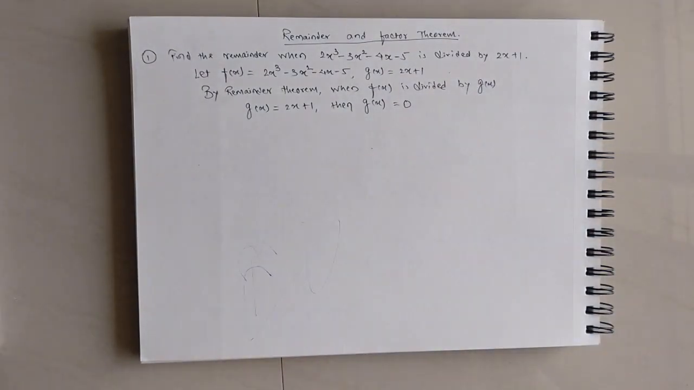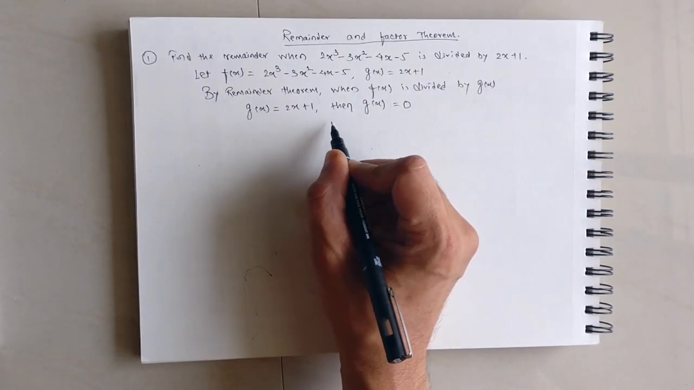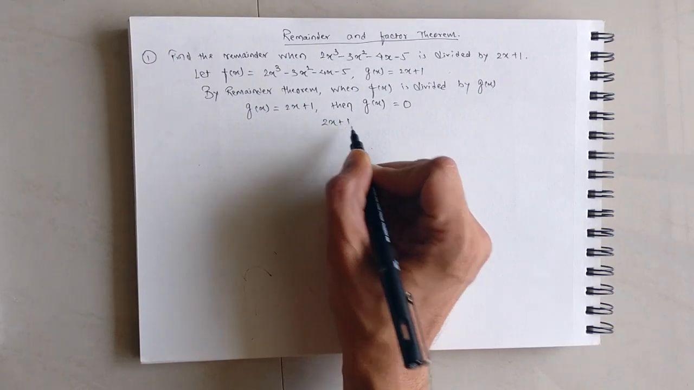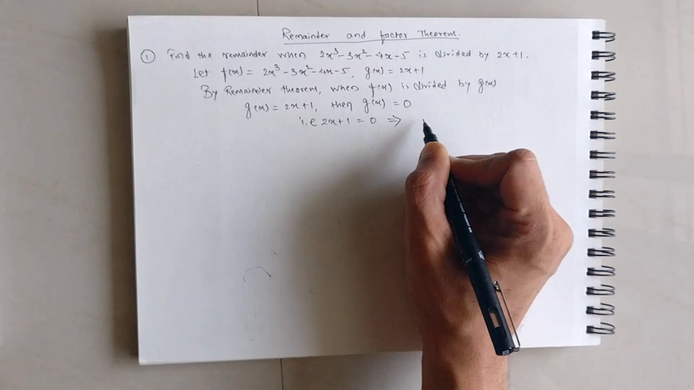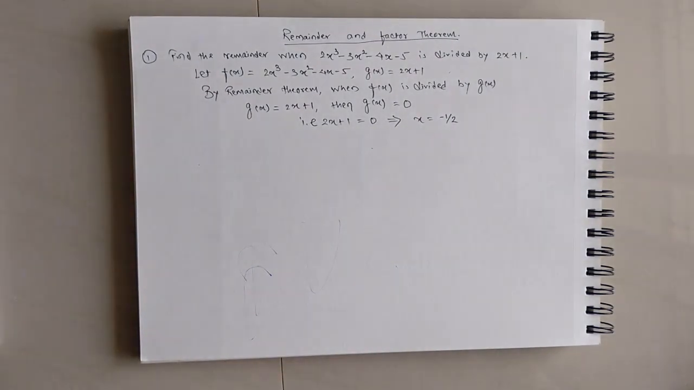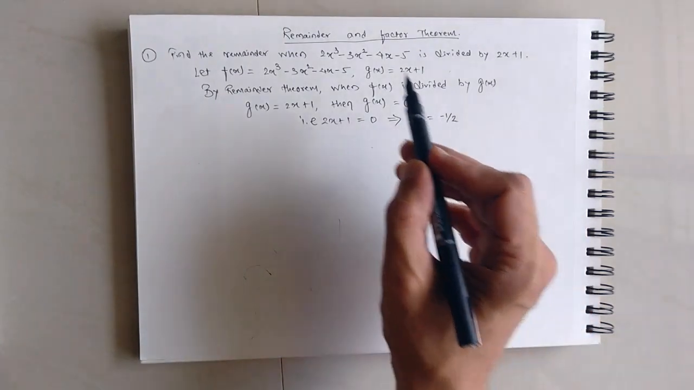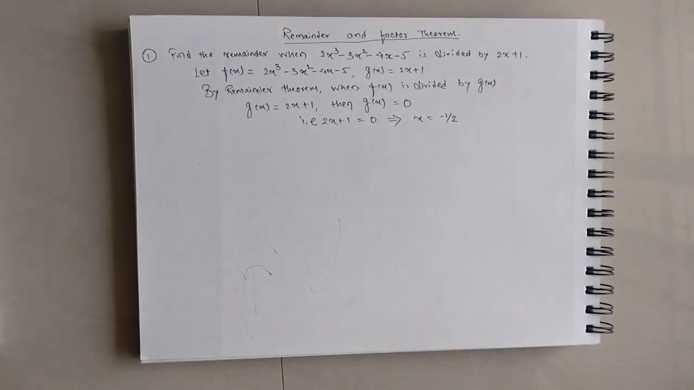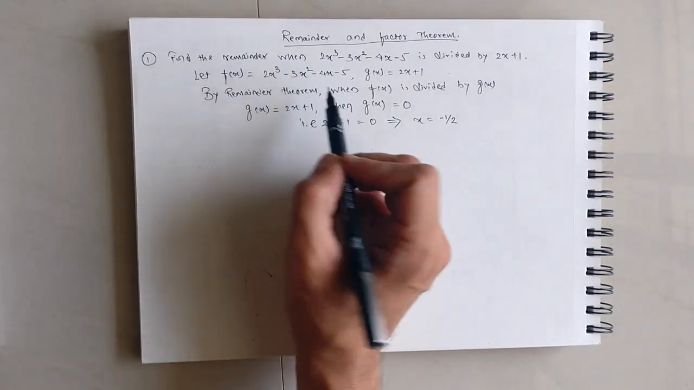So when you equate the divisor by 0, you will find the value of x or a 0 of the polynomial. That is 2x plus 1 is equal to 0, which means x is equal to minus 1 by 2. So you found the 0 of the polynomial. 0 of the polynomial means the value of x. If you put this value of x in this polynomial, the answer will come out to be the remainder, right? So we have to put the value of x in the polynomial f of x.